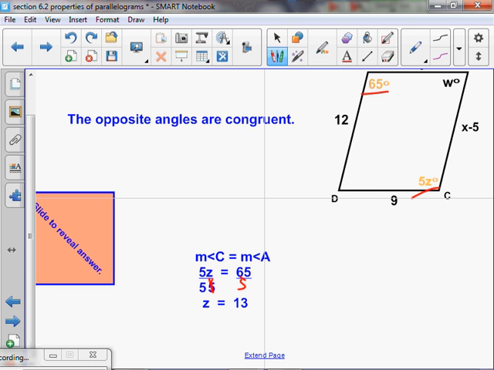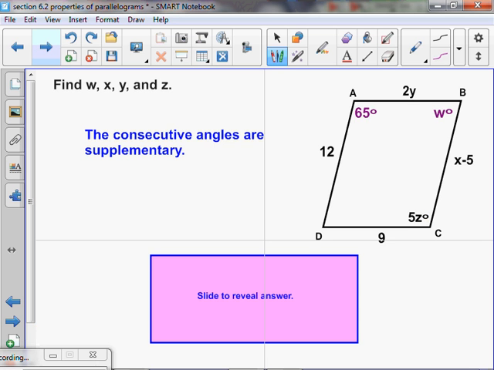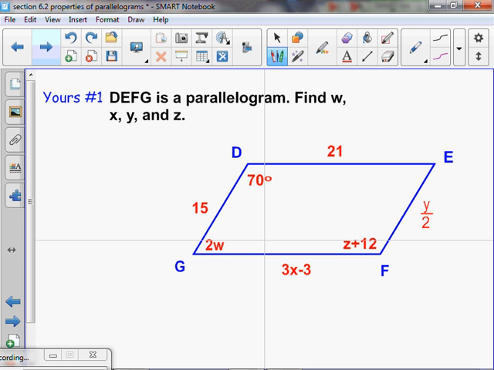And we've found all of the missing information just from the single fact that we have a parallelogram. So that's what's cool about parallelograms and all these theorems, is that with very little information, we can find anything we want to find out about a parallelogram. And this was the one we did first. So I will move on. Yours, number 1, you should be able to find W, X, Y, and Z, given that DEFG is a parallelogram.